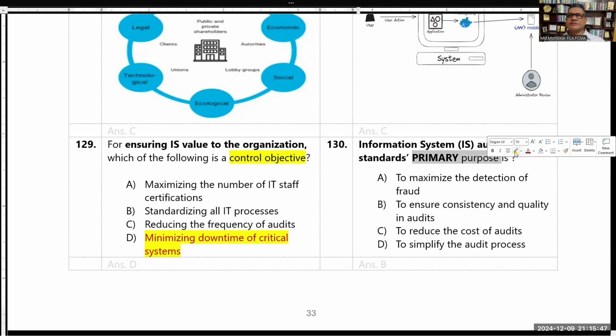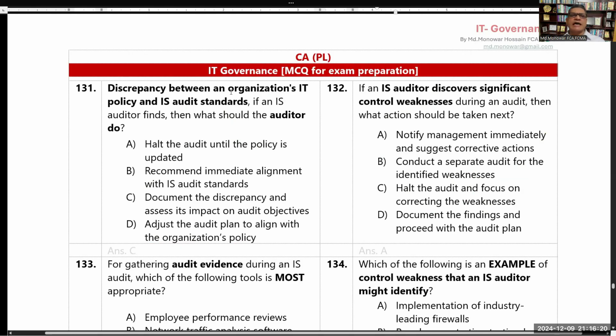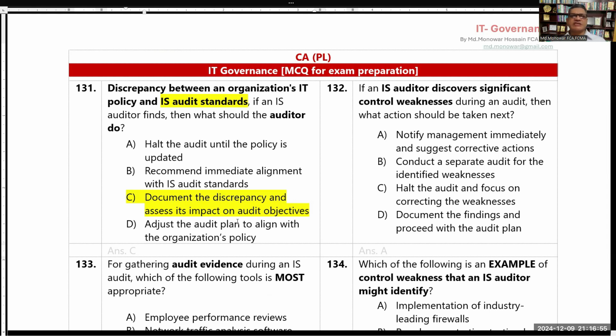The primary purpose is to ensure consistency and quality in audit. Answer B. If an IS auditor finds a discrepancy between an organization's IT policy and IS audit standard, what should the auditor do? The auditor should document the discrepancy and assess its impact on audit objectives.